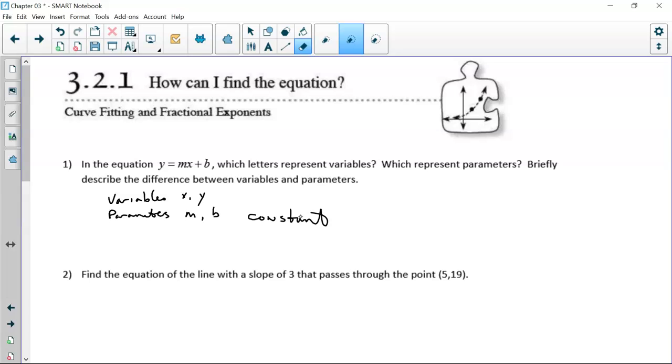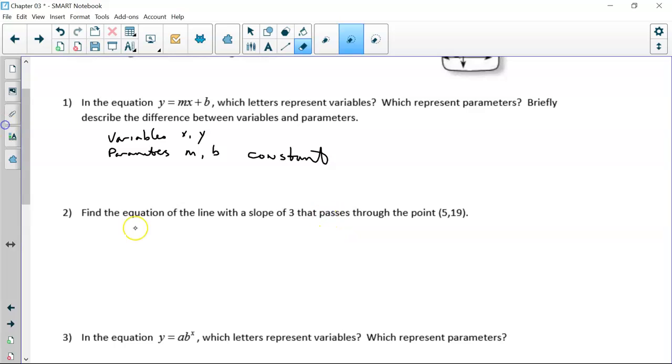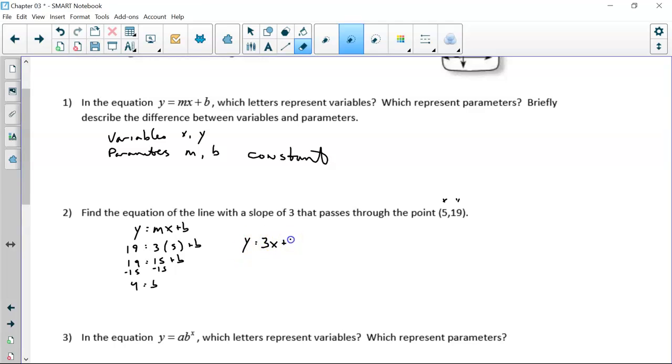So now for problem number 2, it says write an equation of a line with a slope of 3 passing through the point (5, 19). So we know y equals mx plus b, and we need to find the b. This is our x and our y. So 19 equals 3 times x, which is 5, plus b. 19 equals 15 plus b. Subtract 15 from both sides. 4 equals b. So our equation, y equals 3x plus 4. There's the equation of our line.